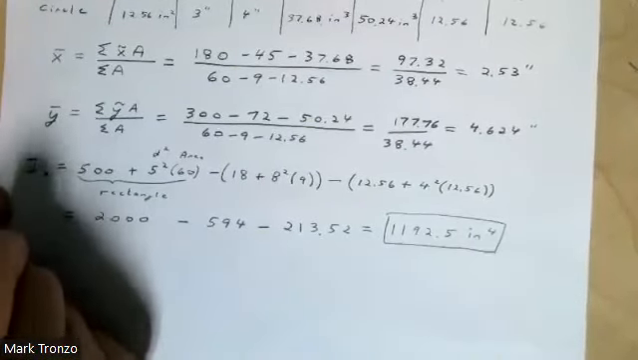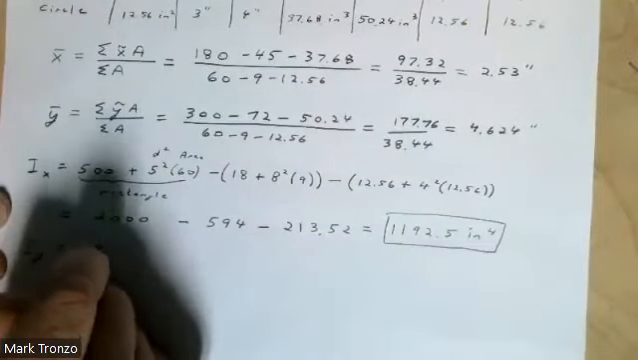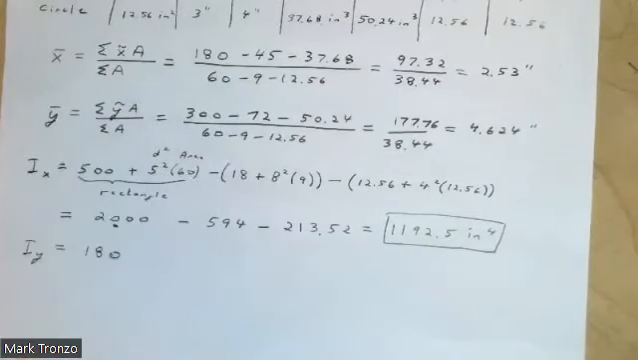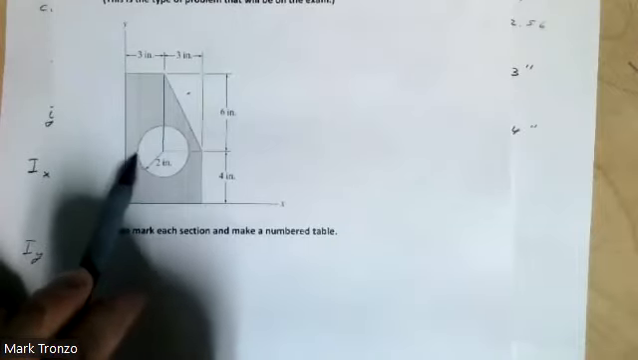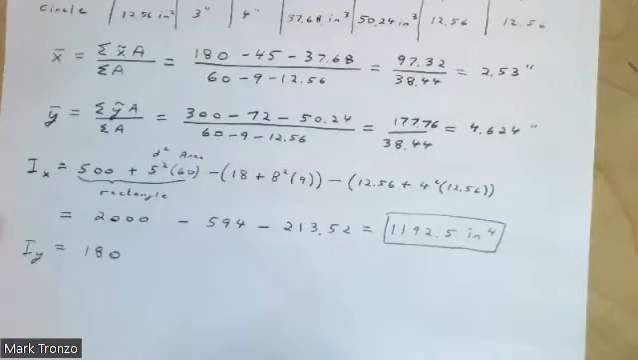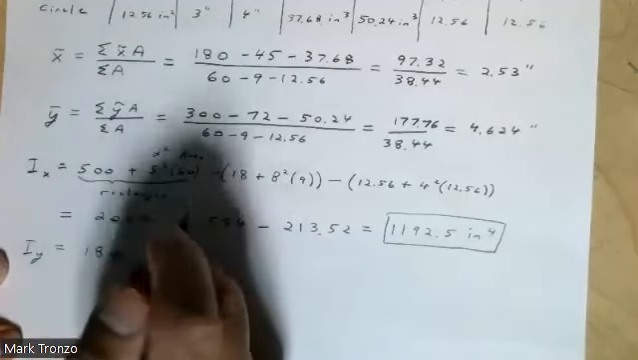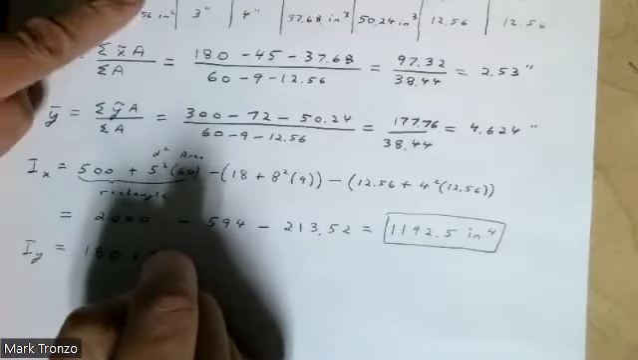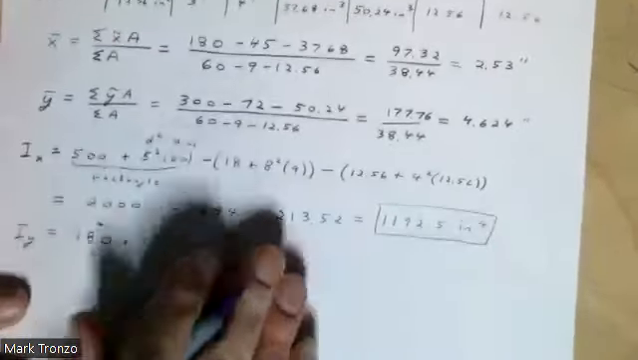And our I of y, same idea. Do for the rectangle, do the 180. But then again, we have to see how far the rectangle is from the y-axis, and the center of it is going to be 3 inches from the y-axis. We're looking at this way, 3 inches from the y-axis to the center of our rectangle. So that's going to be 3 squared. And then the area of the rectangle was 60.